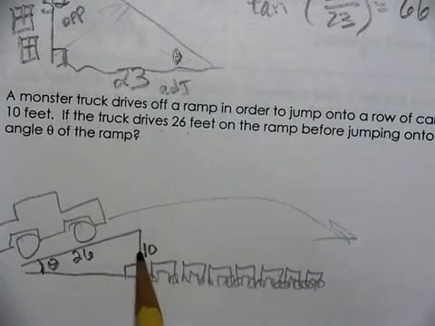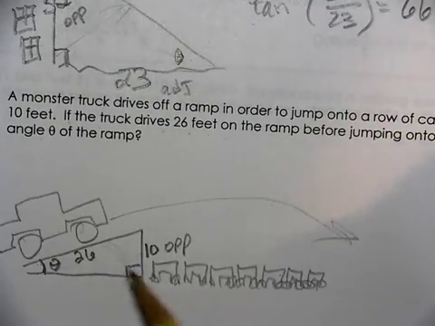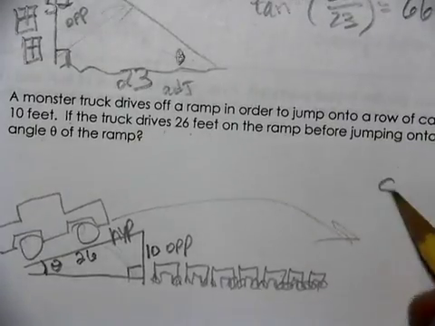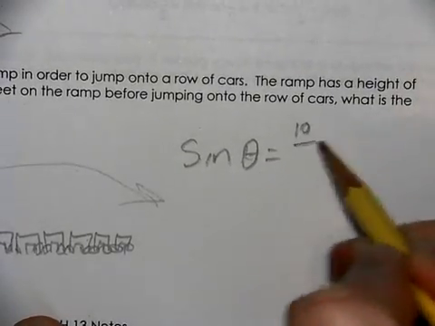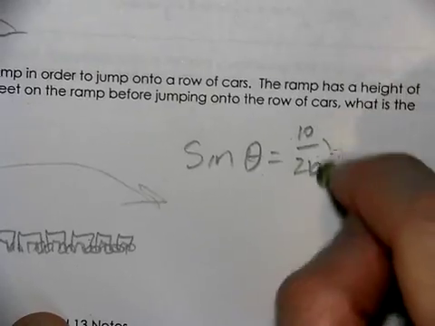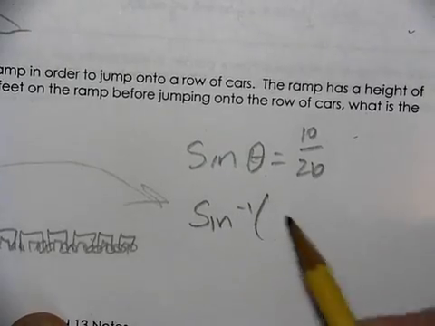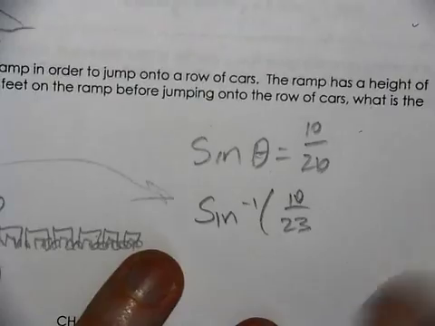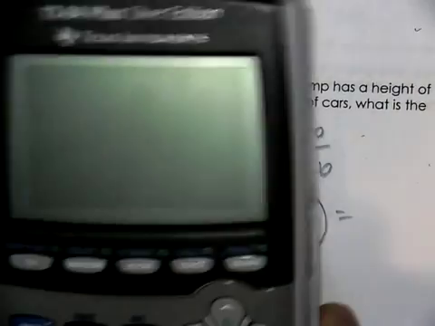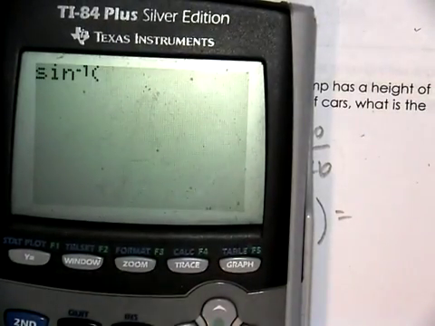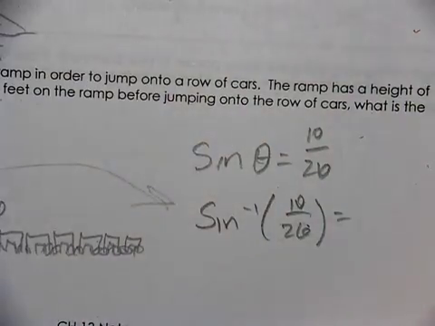The 10 is on the other side from this angle, so it's called the opposite. The 26 is across from the 90, so it's called the hypotenuse. So that's going to be sine of theta. Sine of theta equals 10 over 26. So to figure out what the angle is, sine inverse of 10 over 26, we get 22.62.